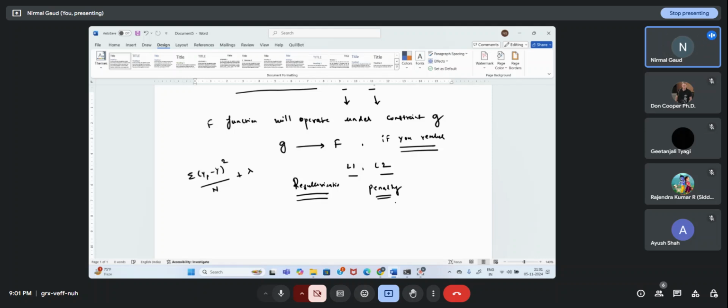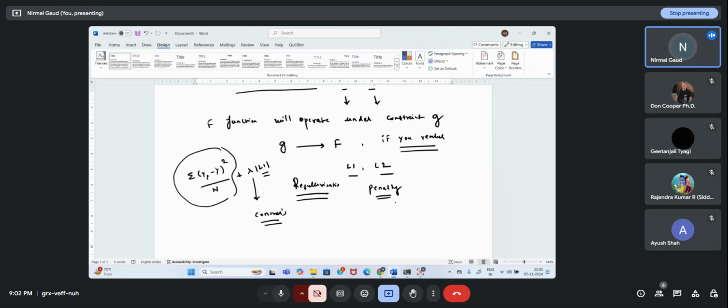We are adding lambda times L1 or L2, depending upon the type of regularization which you want to use. So this is my objective function, cost function. This is the penalty. Obviously, this is 100% in relation to what we are studying right now. Lambda was the regularization parameter which controls how much penalty you can impose on the cost function.